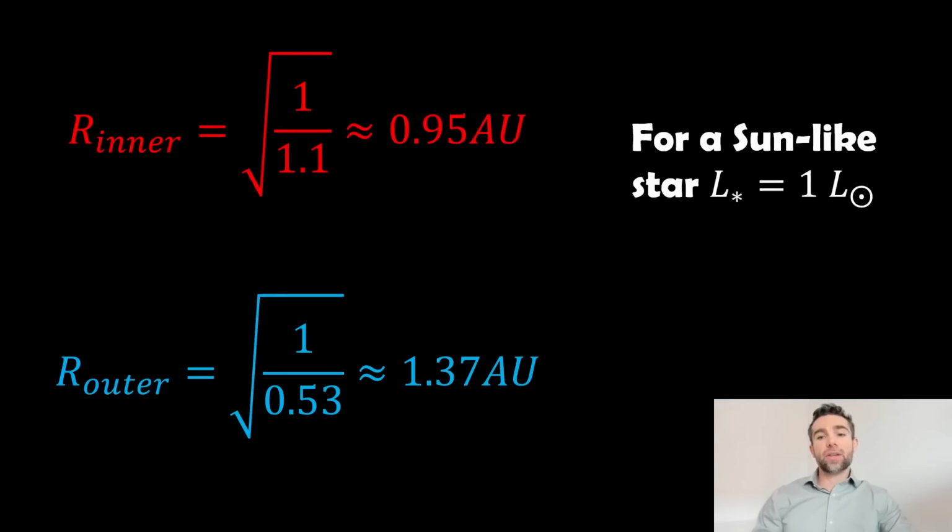So then, for a sun-like star, we're going to put 1 in there for the luminosity. And if we do that, our inner edge for our habitable zone comes out at 0.95, so just a little bit closer than we currently are in our orbit. And the outer edge is 1.37 AU. So putting those numbers in for our sun gives us this boundary here. And you can see that the Earth is in that habitable zone, which is good. We'd be a bit confused if it wasn't.